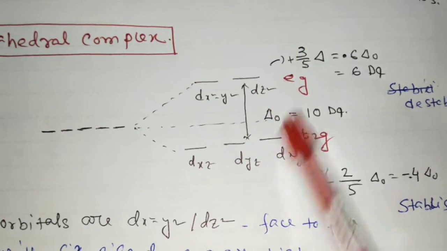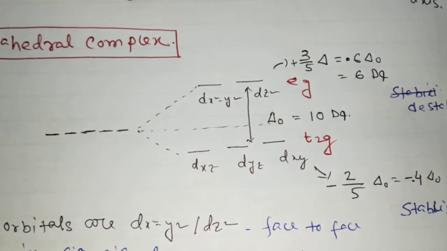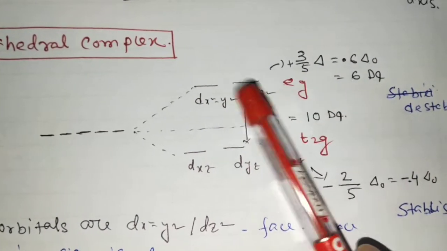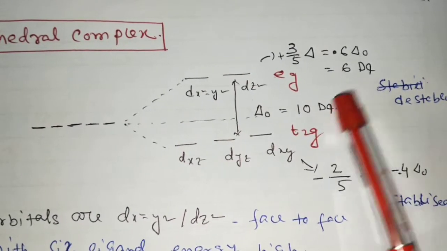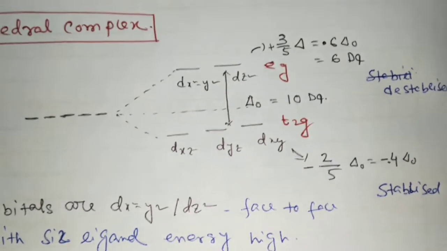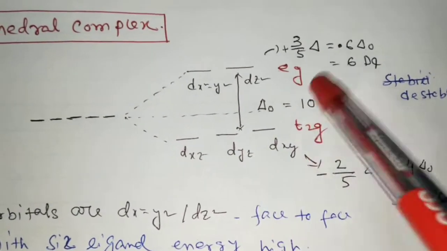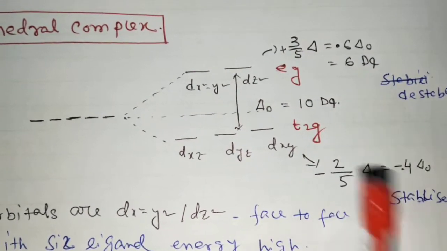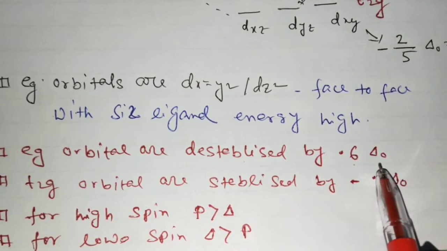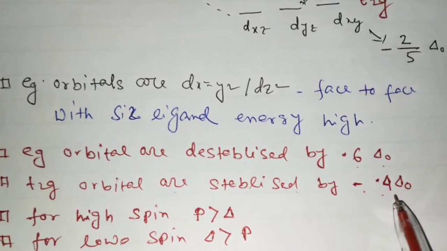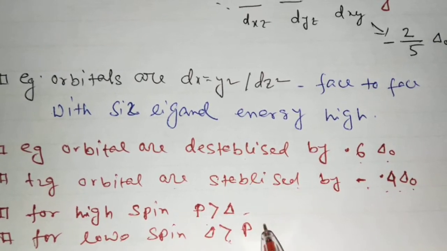The energy difference between t2g and eg orbitals is the crystal field splitting of the octahedral complex. The eg orbitals are destabilized by 0.6 delta octahedral, and the t2g orbitals are stabilized by minus 0.4 delta octahedral, where delta octahedral is equal to 10 Dq. Note down: eg orbitals are destabilized by 0.6 delta, t2g orbitals are stabilized by minus 0.4 delta. For a high spin complex, pairing energy is greater than delta, and for a low spin complex, pairing energy is less than delta.